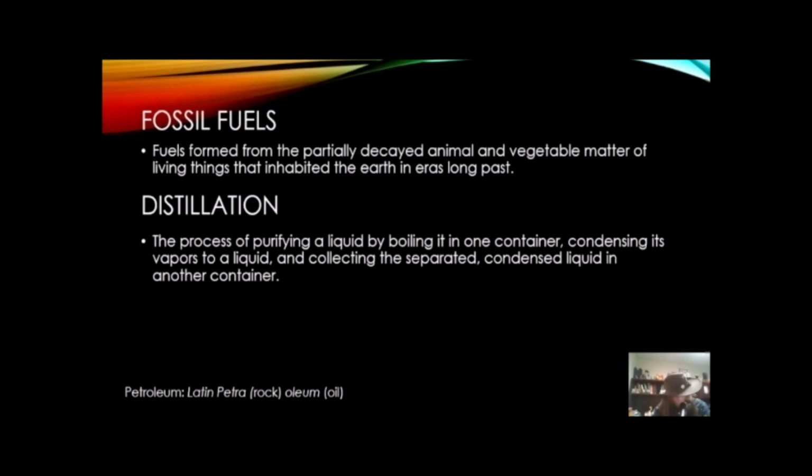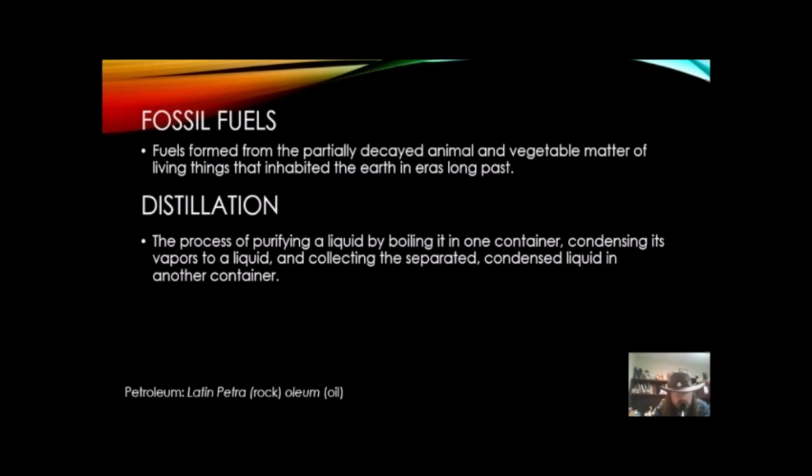Still, 35% of all of our energy contains many hydrocarbons, such as natural gas, kerosene, heating oil, jet fuel. All of these are found within crude oil. We're going to talk about it a little bit later, how we separate these various components through distillation.